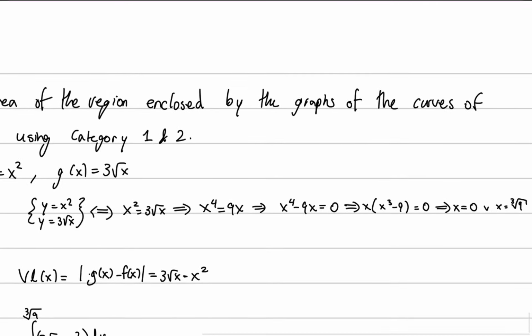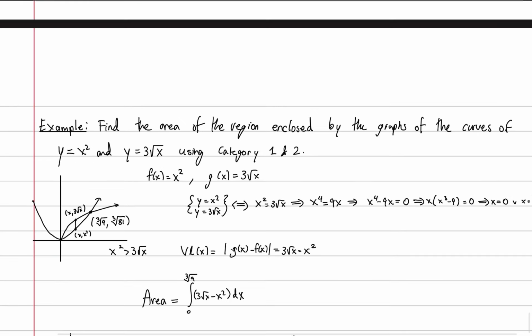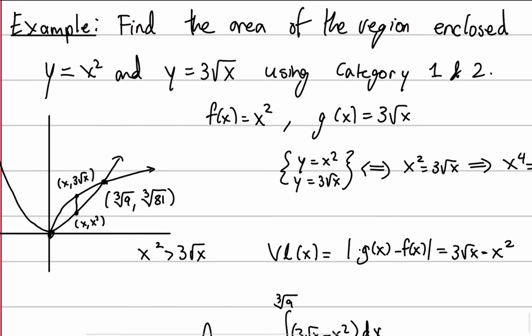First, we need to find points of intersection, all right? How do we do that? System of equations, and solve with algebra, and you get x equals 0 or x equals the cube root of 9. Now, the output of the cube root of 9 is the cube root of 81, right? So this is our point of intersection here. The other point of intersection, which I didn't write, but it's more obvious, is just the origin, 0, comma 0.